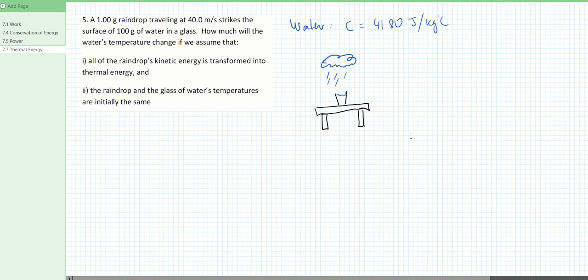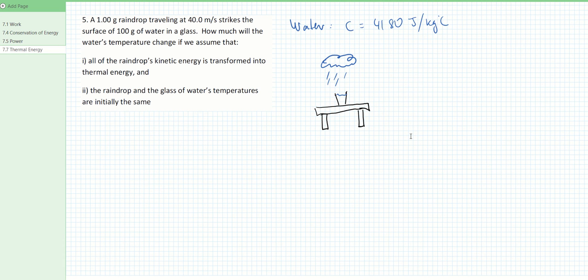So here I'm going to go over question number 7 from the worksheet 7.7 on thermal energy. Again, you can find these notes in your work energy and power channel under the notes tab at the top. Question number 5 says a 1 gram raindrop traveling at 40 meters per second strikes the surface of 100 gram of water in a glass.